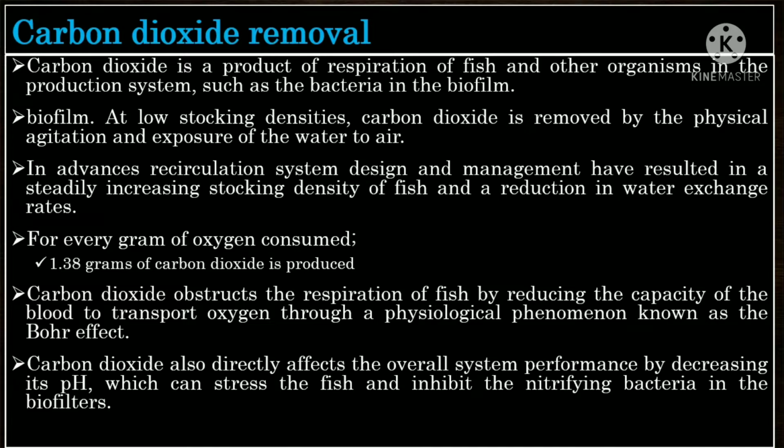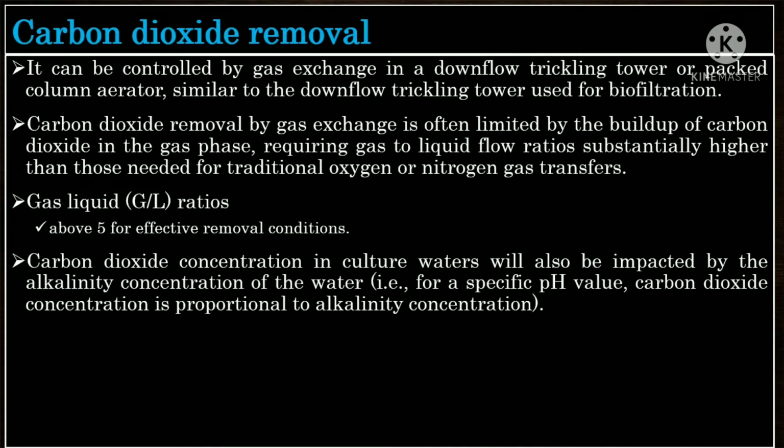Carbon dioxide can be controlled by gas exchange in a downflow trickling tower or packed column aerator, similar to the downflow trickling tower used for biofiltration. The carbon dioxide concentration in culture water will also be impacted by the alkalinity of the water. For example, at a specific pH value, carbon dioxide concentration is proportional to alkalinity concentration.